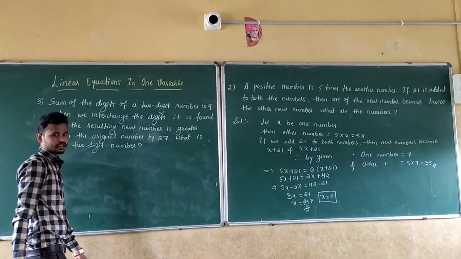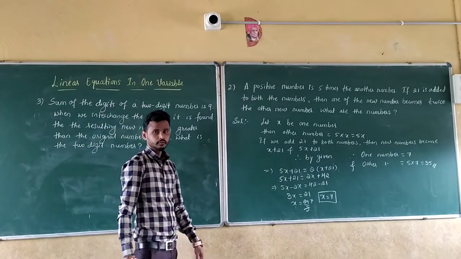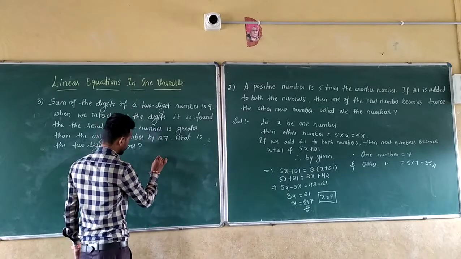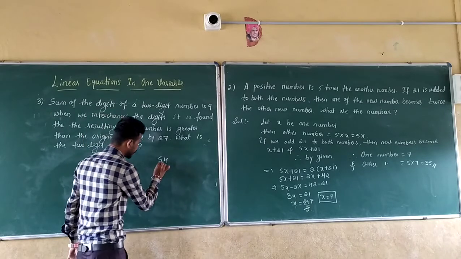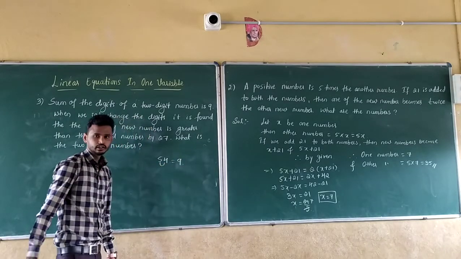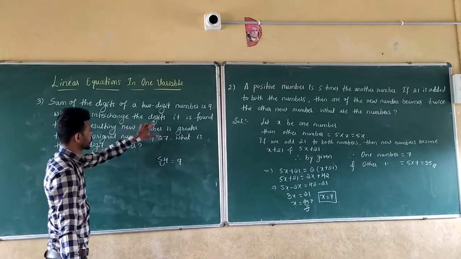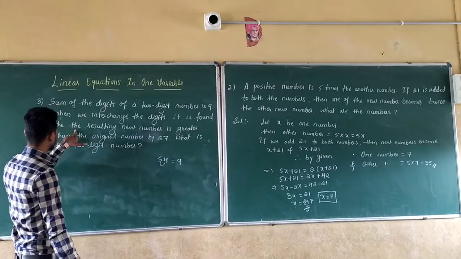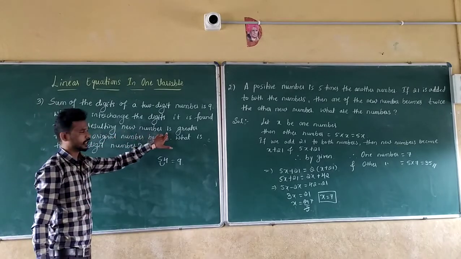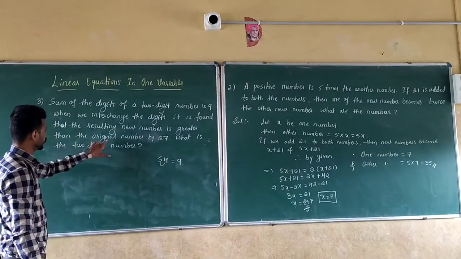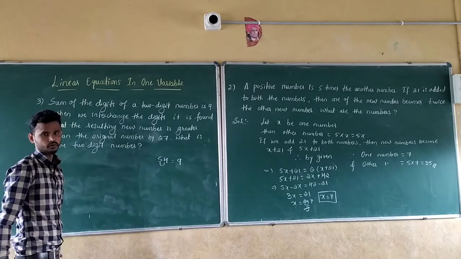Okay, see, what is the third question? Sum of the digits of a two-digit number is 9. So for a two-digit number, let us take for example 54. This is a two-digit number, and the sum of these two digits is 9. So such a number is there. Now in that, when we interchange the digits, it is found that the resulting new number is greater than the original number by 27. What is the two-digit number?